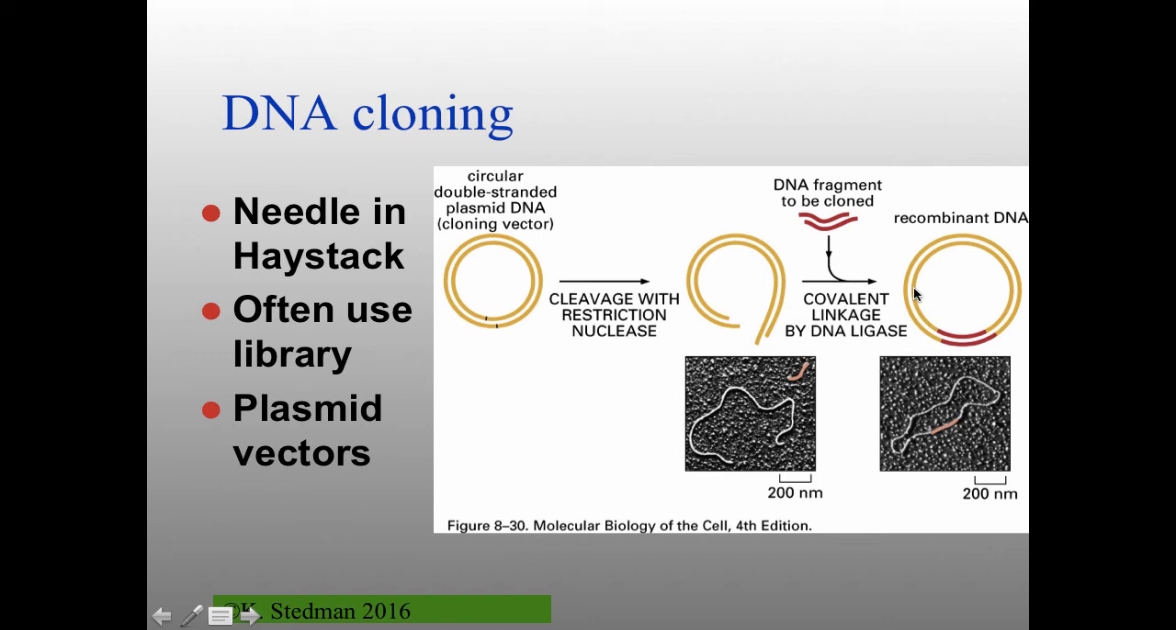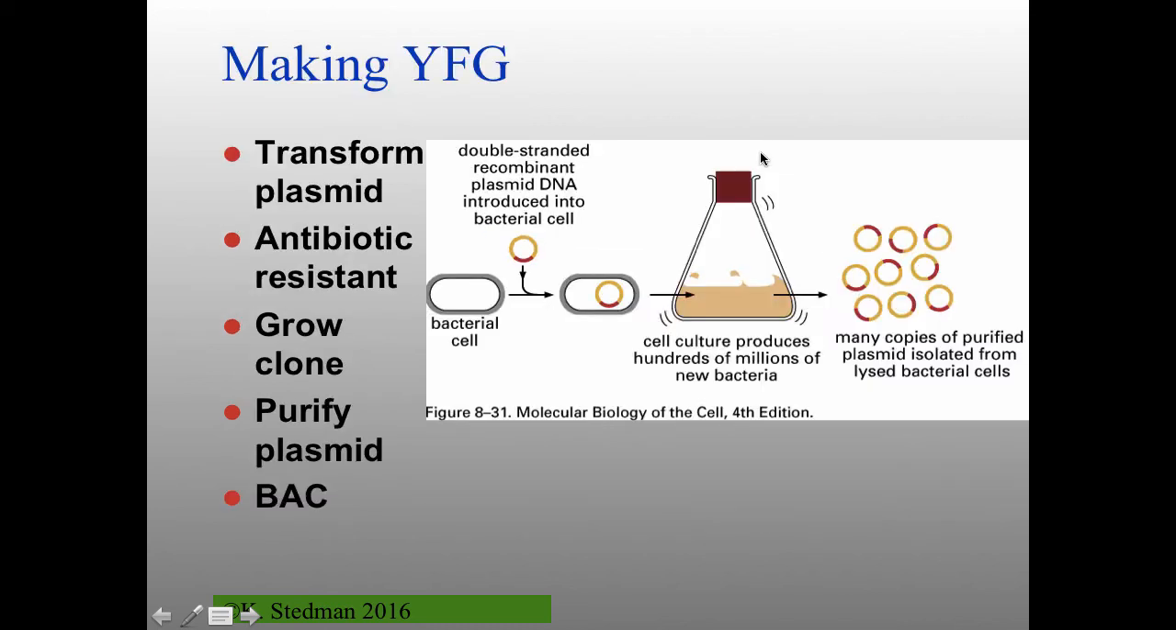Just the DNA by itself is not useful. You have to put it into something which will make more of that DNA. It's almost always going to be bacteria. Take this plasmid, put it into bacteria. It's what's called transforming. It's taking the plasmid, putting it into the bacterium. It's actually kind of a difficult step to do. Again, a really important part of the whole recombinant DNA revolution.